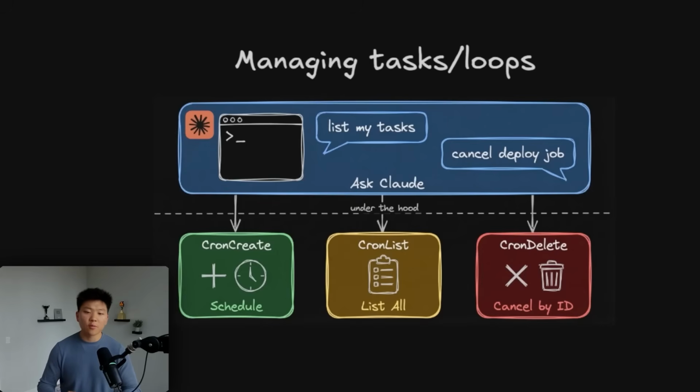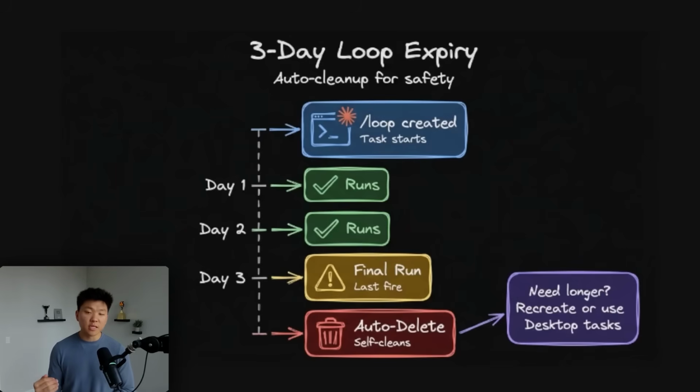So you guys just saw how pretty much all of this worked. We have cron create to schedule, cron list to list them, and cron delete to cancel them. And all of those can be invoked with natural language, which is awesome. So now let's get into some of the limitations, and then I'm going to compare them to the actual scheduled tasks feature. The first big one is that we have a 3-day loop expiry, which is basically for safety.